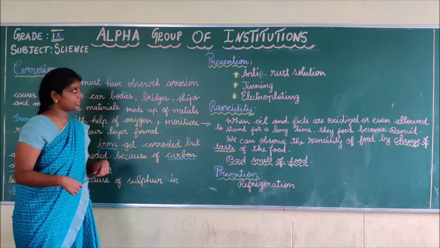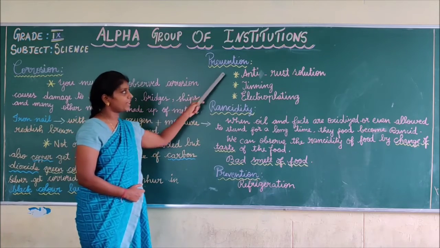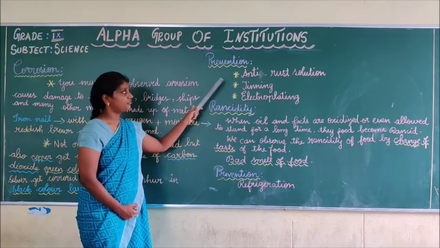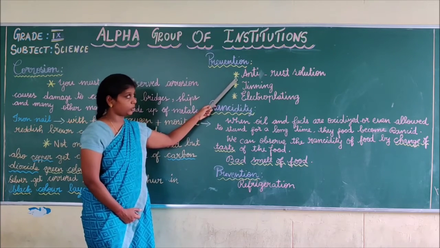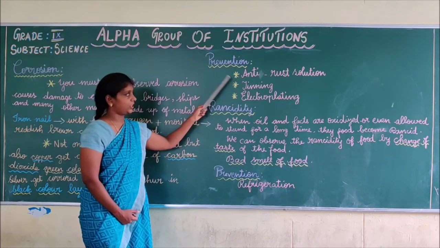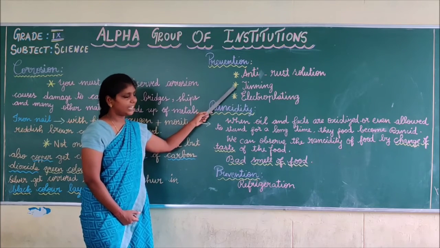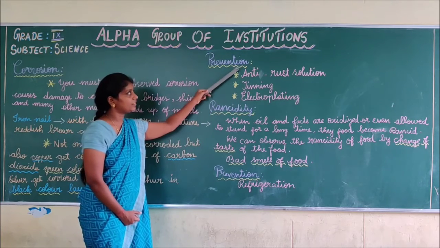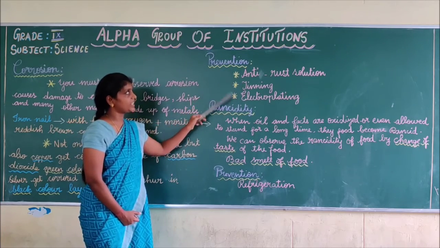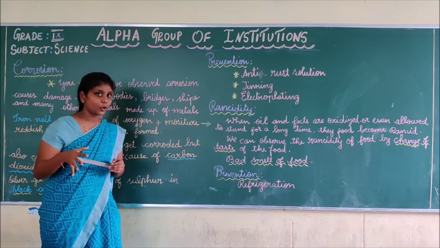Next we are going to discuss how to prevent this corrosion. There are 3 ways to prevent corrosion. First is anti-rust solution. By using anti-rust solution, we can prevent corrosion. Next, tinning process, and also electroplating process. By using these three ways, we can prevent corrosion. Do you understand how to prevent corrosion?